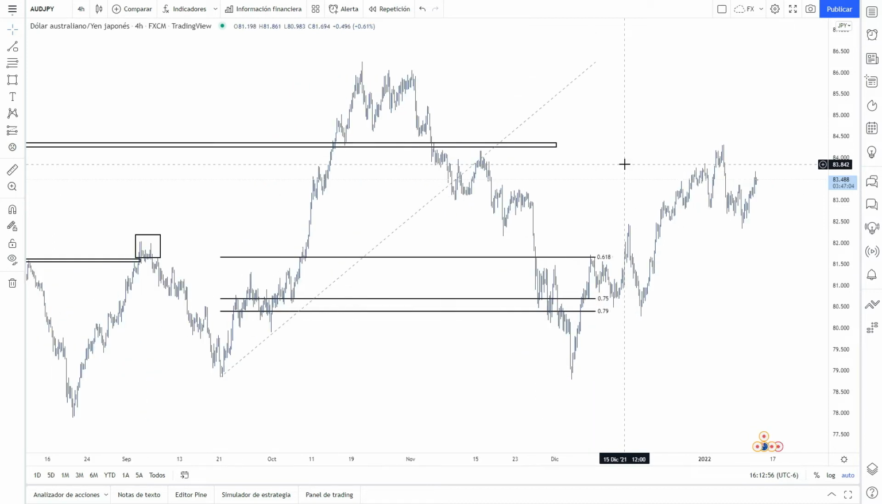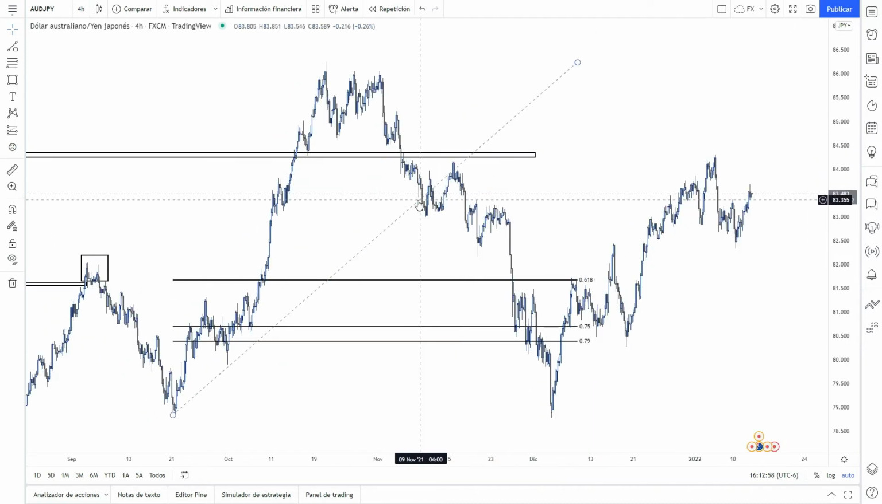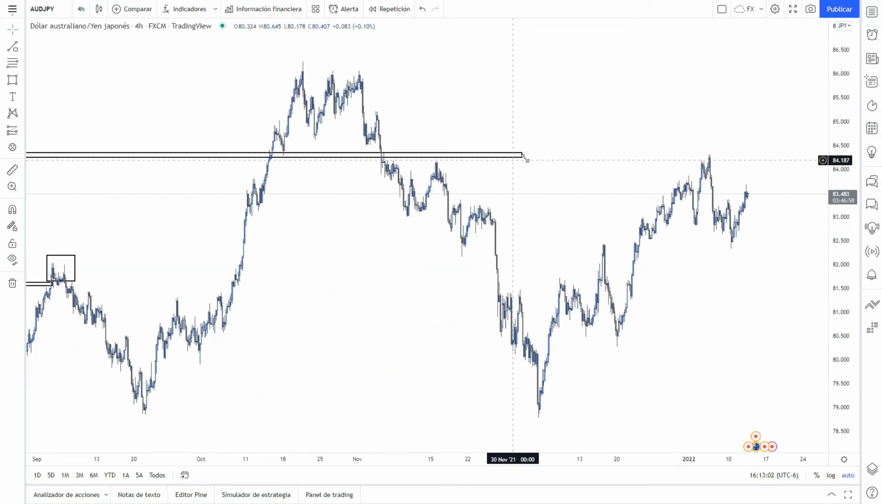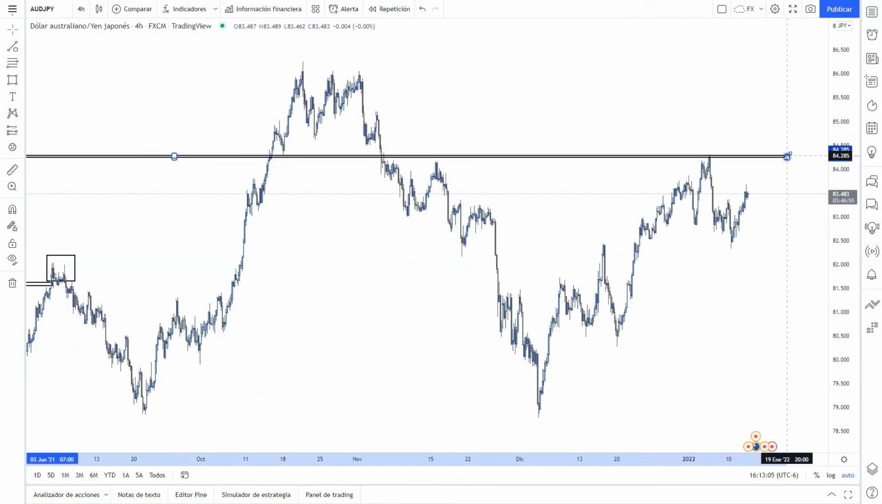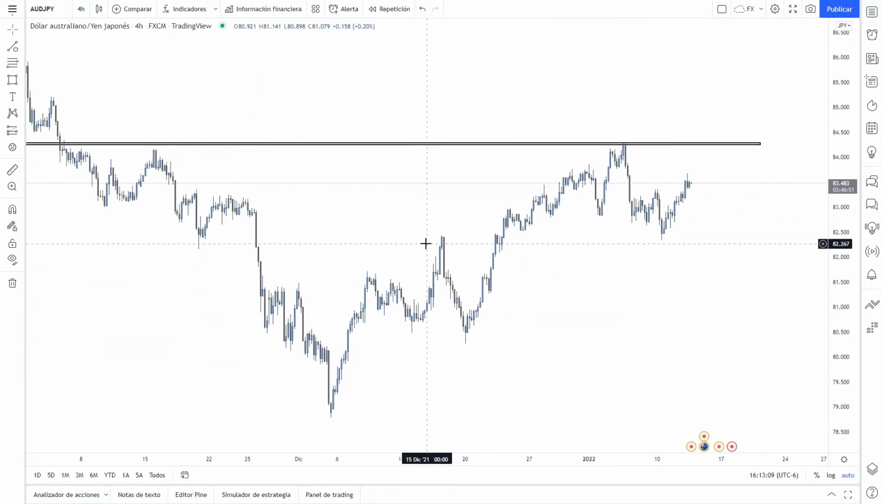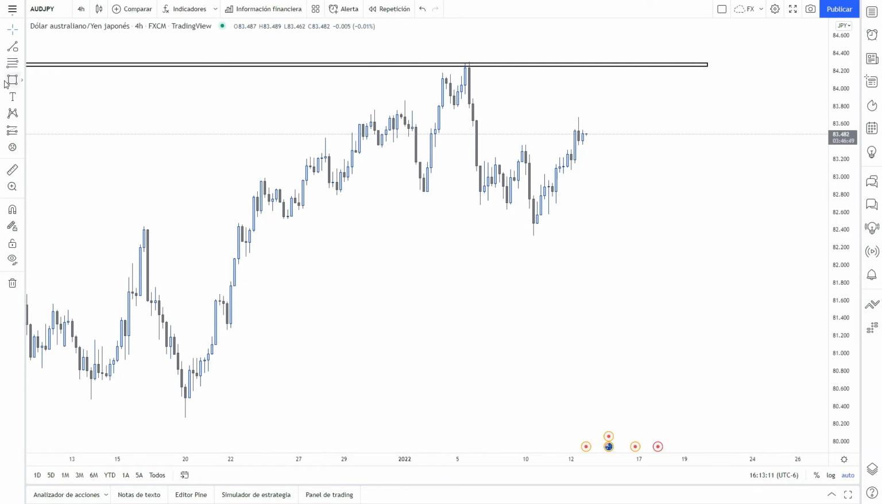I hope this makes sense. So, for instance, let's do it again. We have a resistance level right there, and we also have a support level right here.